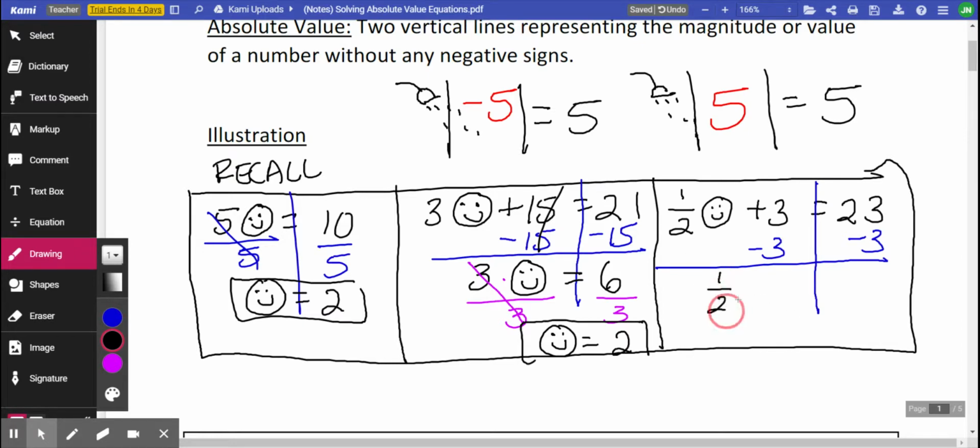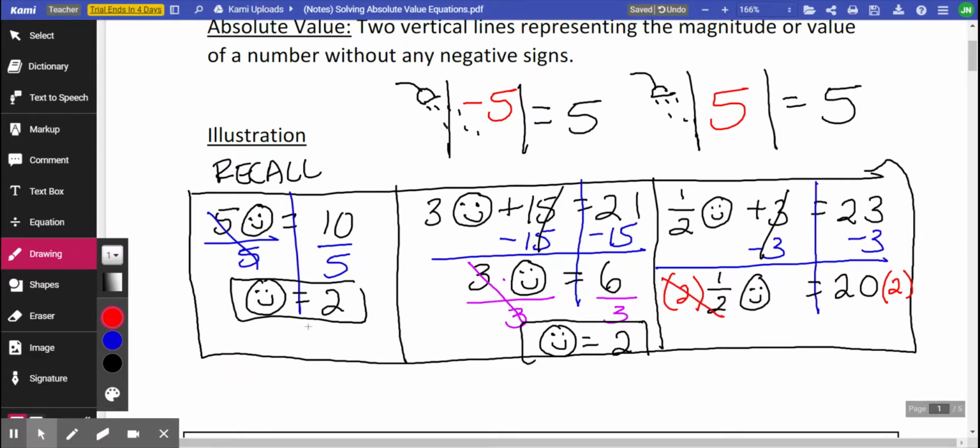So we always start with whatever's furthest away first. This cancels out. 23 minus 3 is just 20. And now I have to cancel out or get rid of the 1/2. So if I want to get rid of the 1/2 and cancel it, the opposite of 1/2, or the multiplicative inverse, hint, hint, something we've done in the past, is to multiply by 2. So the multiplicative inverse of 1/2 is 2, multiplied by 2. Whatever I do to one side, I have to do to the other side by the properties of equality.